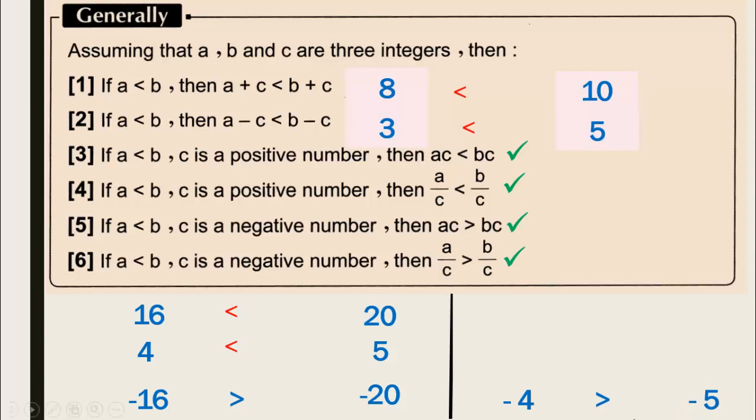So please pay attention. Again, when I multiply or divide with a positive number, my inequality sign remains as it is. But when I multiply or divide with a negative number, I flip my inequality sign. Let's go now and see more problems of how can we solve an inequality.